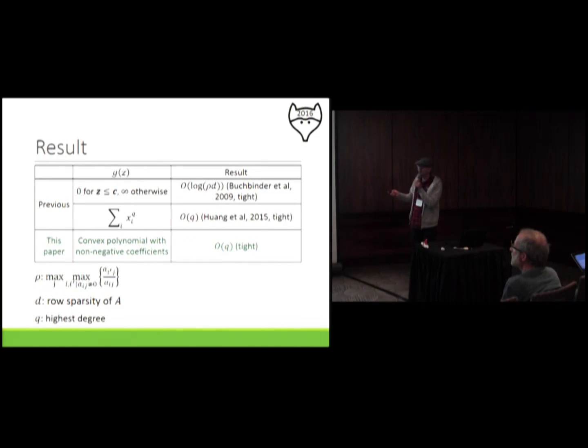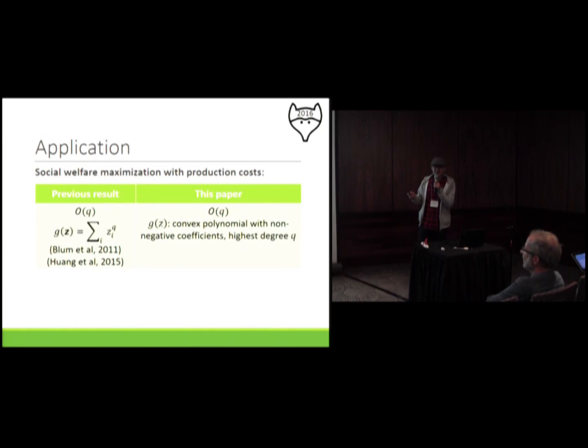For this problem, previous results are all about separable cost functions. And well, in this paper, we generalize it to non-separable cost, which is the set of functions that are convex polynomials with non-negative coefficients. And if it's a degree q polynomial, then we can get an O(q) approximation ratio, performance ratio. It has also some applications.